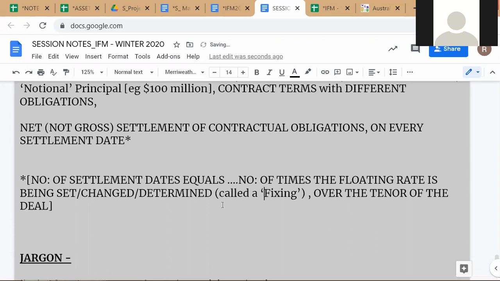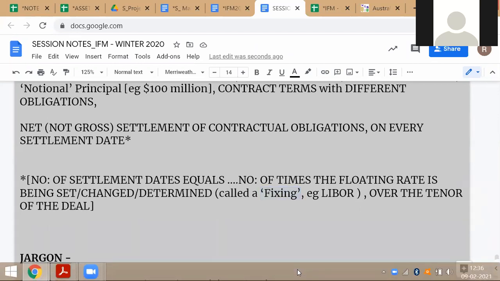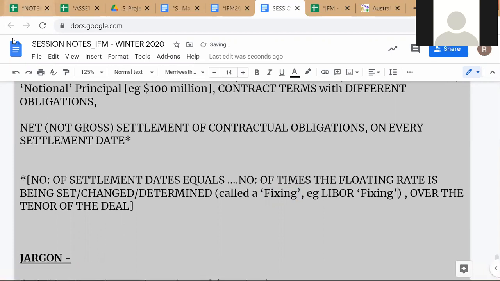It's called a fixing, like a LIBOR fixing, etc. Let me write this, so that you know how the terms are used. Okay, we're learning a little bit about swaps. It's also useful because these are some important products.